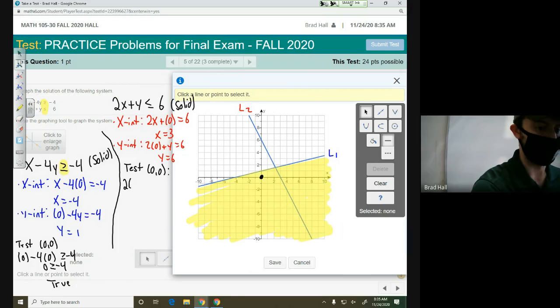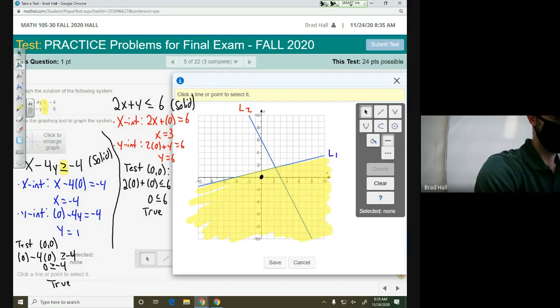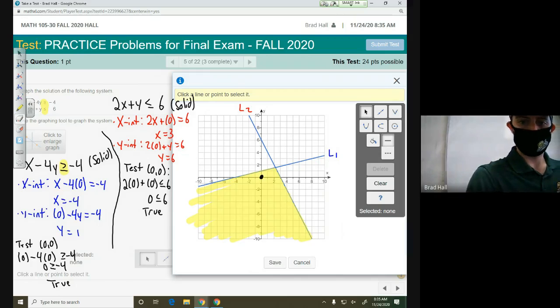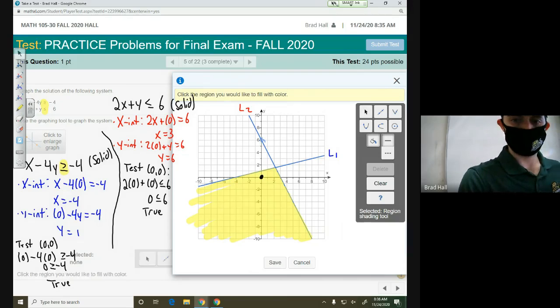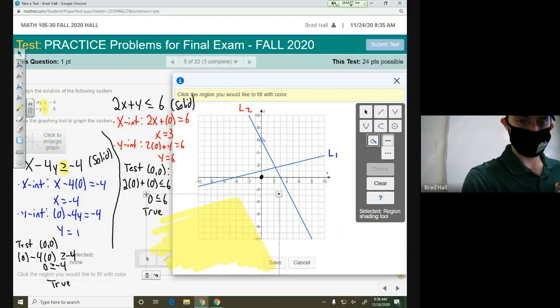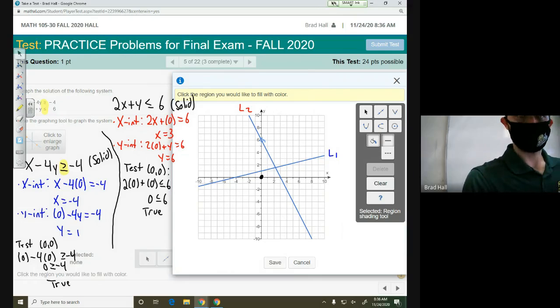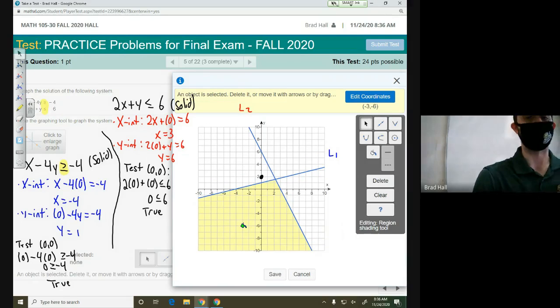And so here it's 2 times 0 plus 0 is less than or equal to 6. 0 is less than or equal to 6, which is a true statement. So that means for the red line, we need to shade nearest the origin, which is why we only shade this region in the bottom here. So that's why we shade this bottom region down here.